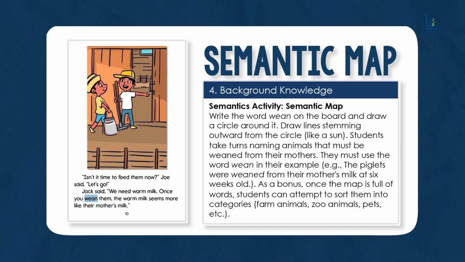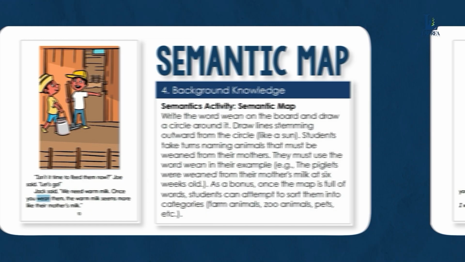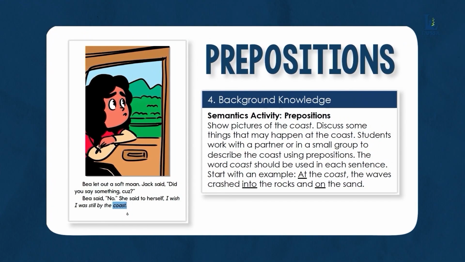So that is using a semantic map, again, bringing in some of that background knowledge here. Talking about prepositions is the next one. So here I pulled out the word coast. Now remember, we're doing this through understanding language and vocabulary development. So I pull out the word coast from this book, and I'd show pictures of the coast, and we discuss some things that may happen at the coast.